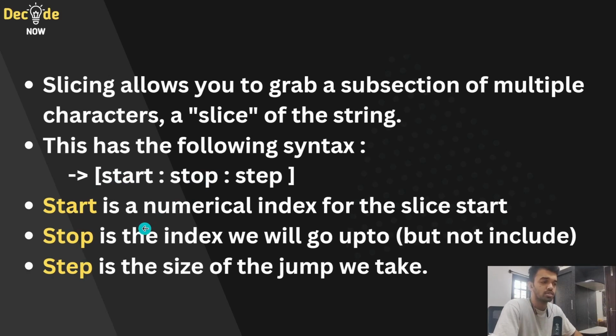And the stop index value is the value which it will go up to but does not include. What I mean by this is that if we want to include the character at 3, we won't specify the stop value as 3, but instead we will specify it as 4, because it will go up to the index value, but it won't include that index value.